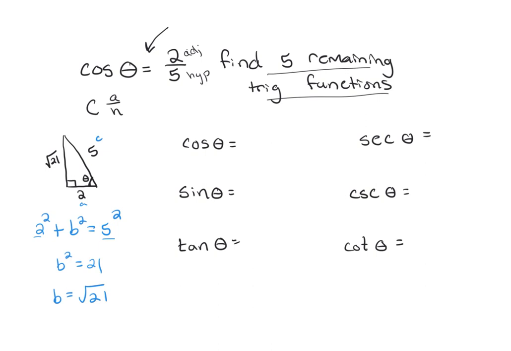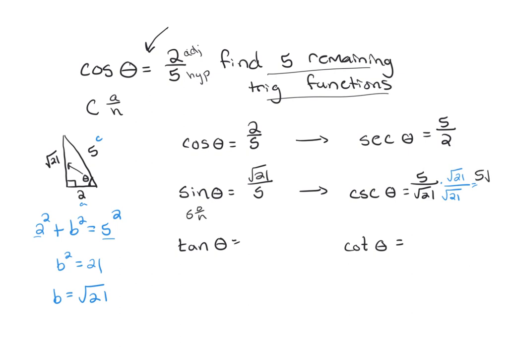Well, we already know cosine is 2 over 5. And then its reciprocal is secant, so we just flip that to 5 over 2. Okay, sine of theta, that is, let's see, opposite over hypotenuse. So square root of 21 over 5. And then the reciprocal is 5 over the square root of 21. But now, let's rationalize the denominator. Multiply top and bottom by square root of 21. So this will actually equal 5 square root of 21 over 21.